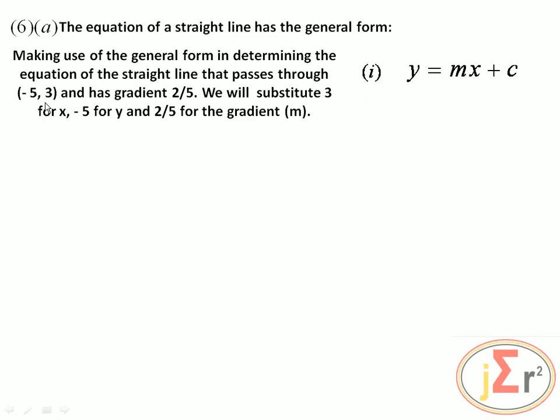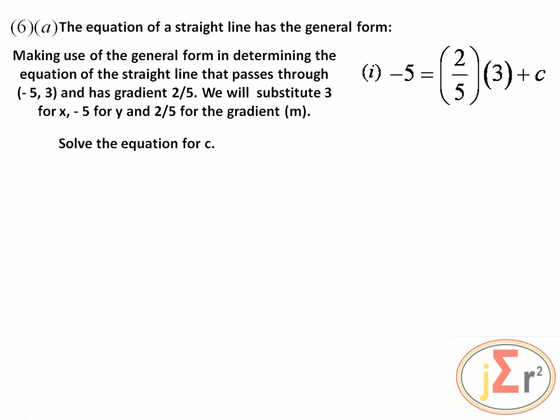This is the general form of the equation of a straight line. We were told that the line passes through (-5, 3) and has gradient 2 over 5. Therefore, y is 3, x is -5, and the gradient is 2 over 5. We will substitute those right there. Lovely.